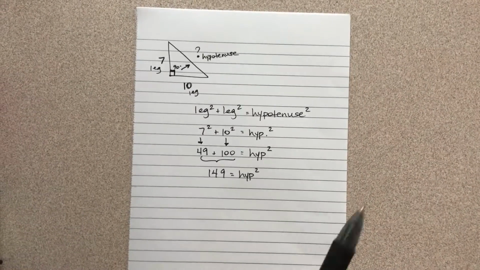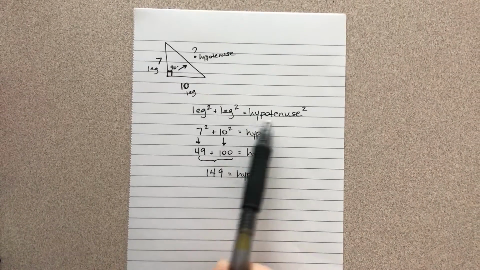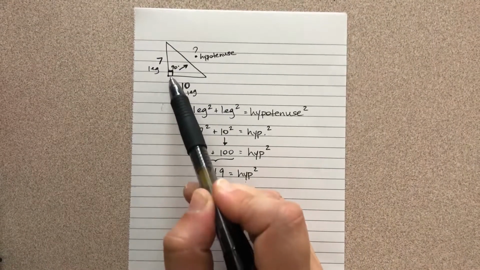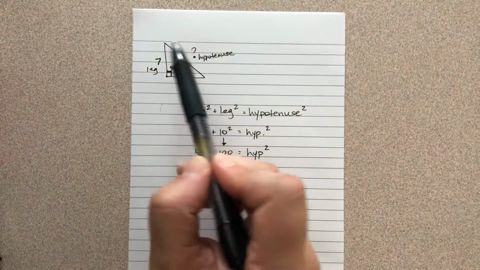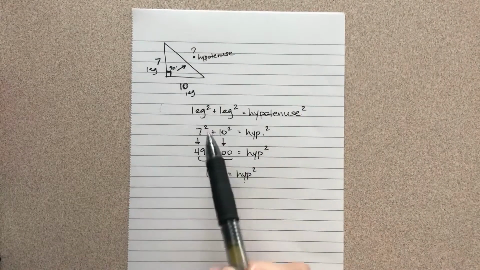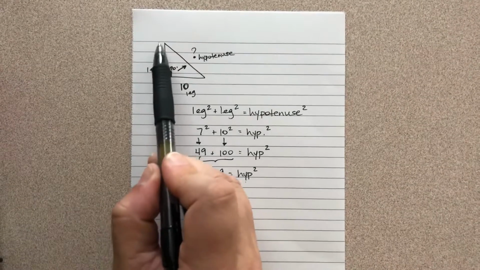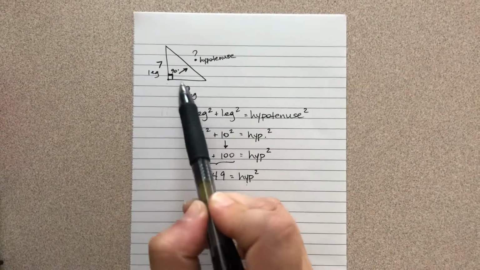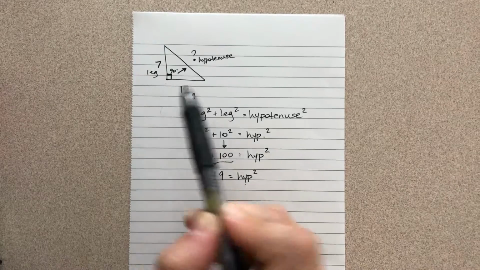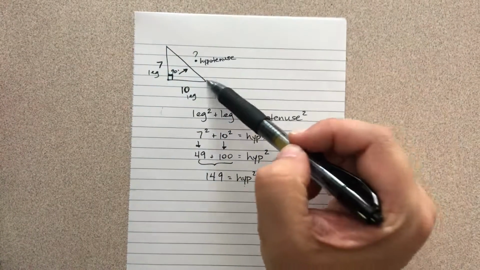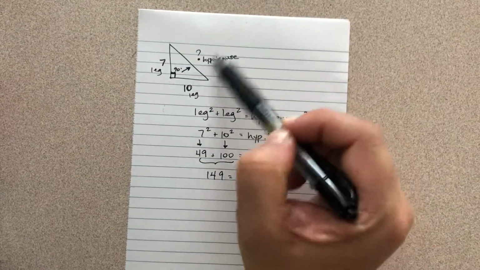I'm not done yet. This is the hypotenuse squared. So what the Pythagorean theorem really tells me is if I made a square off of each of these legs, a square here and a square here, when I make those squares, these are the areas of the squares. So this square would have an area of 49, this square would have an area of 100, and if I add them together, it means the hypotenuse's square, this square that would come off of here, would have an area of 149.